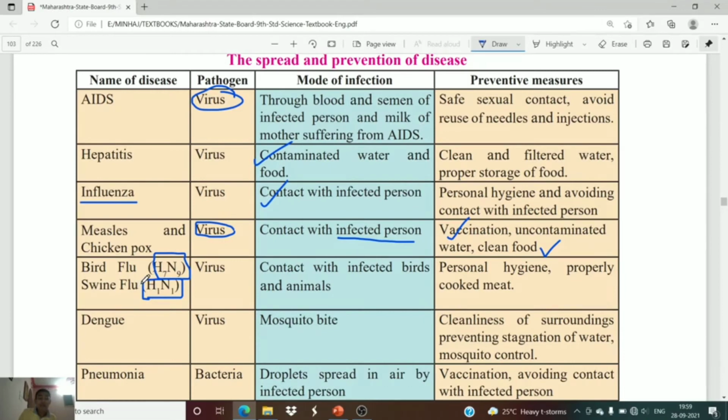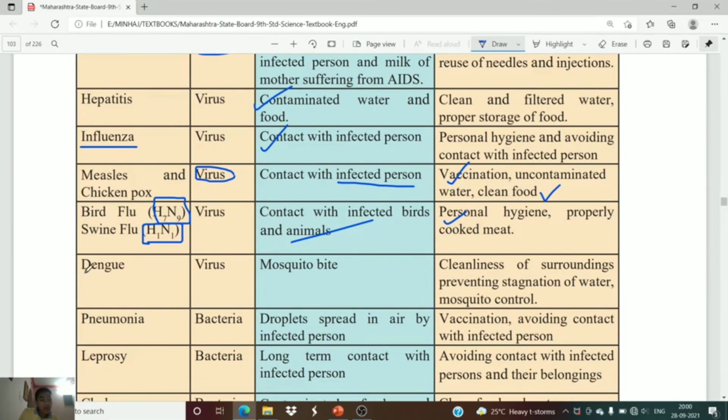So if you are in contact with an infected bird, you will get in touch with this virus, that is the H7N9 virus, and you will suffer from bird flu. And if you are in contact with animals suffering from swine flu, then the infection will be transmitted to your body also. Now the preventive measures are personal hygiene and properly cooked meat. Whatever meat you consume must be cooked and boiled properly, so that this virus will die if the animal is suffering from that disease.